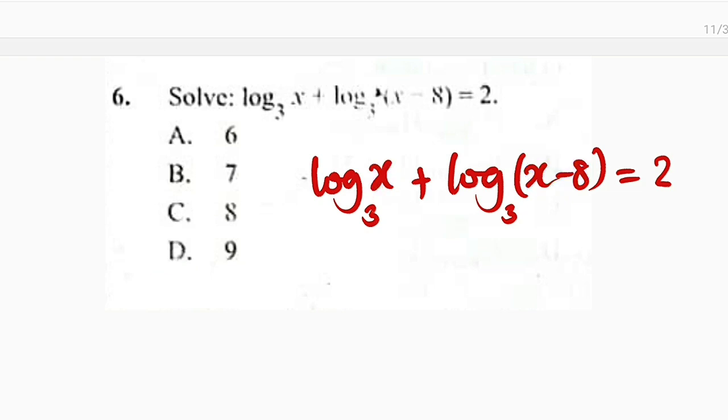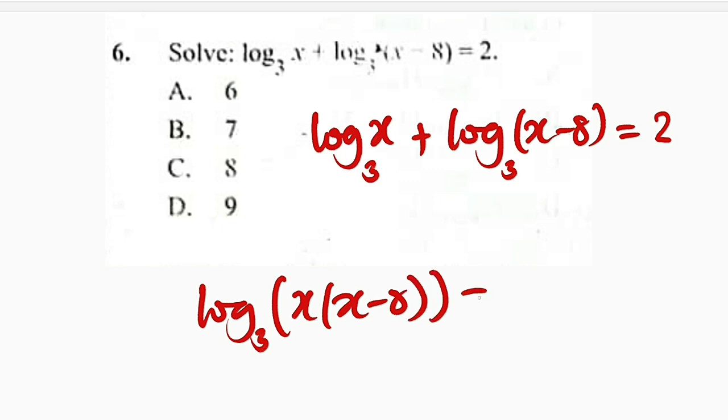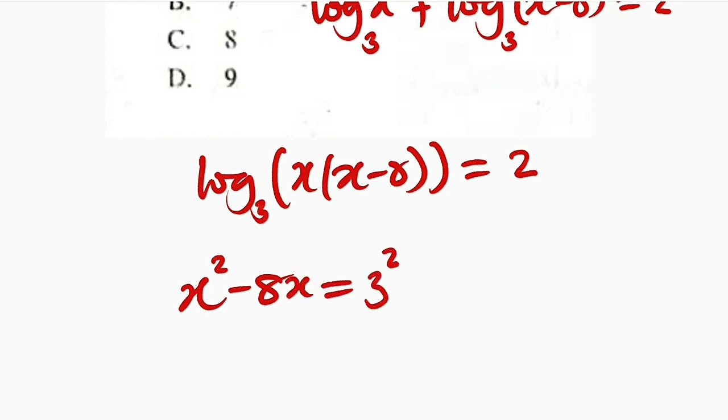But let us just solve it. Since we have common logs, we take a log to base 3, then we multiply the arguments. Since we have addition, we have x multiplied by x minus 8, the whole of this equal to 2. And from the definition, if you take this 3, you raise it to 2, you must get the argument. Therefore, let us expand this. x times x is x squared, minus 8 times x is 8x, and this is equal to 3 to the power of 2, which is 9.